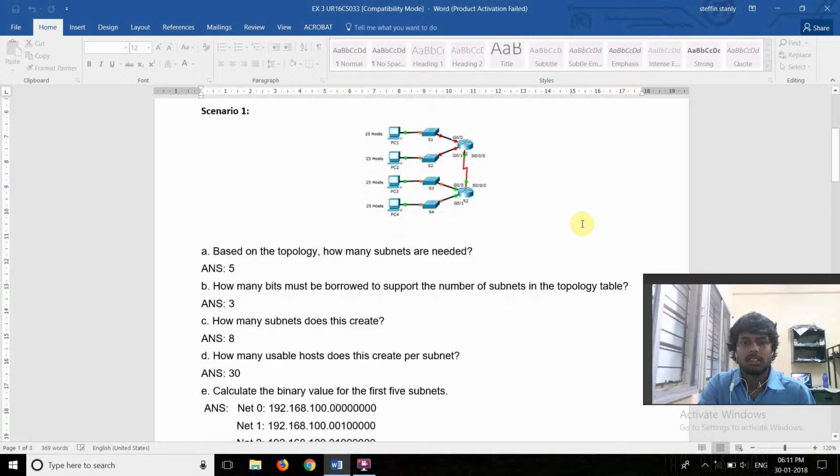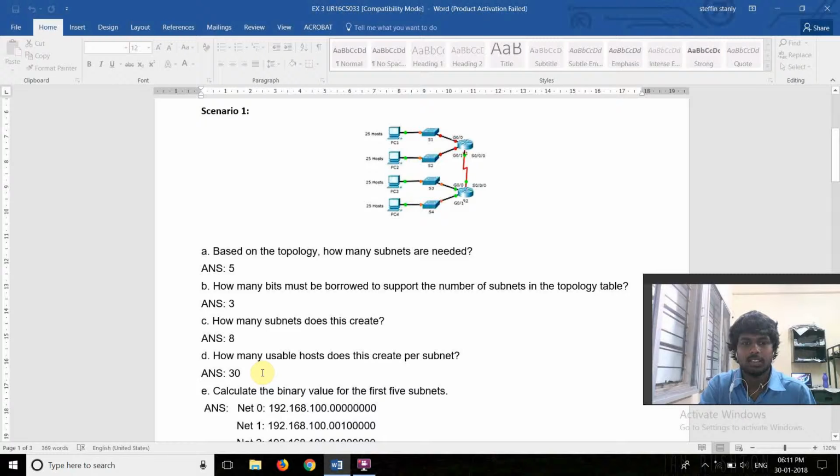And with regards to the bits which must be borrowed, when we borrow 2 bits, the number of subnets that can be made is 4, which is insufficient for the number of subnets needed. So we are borrowing 3 bits. As a whole, we can get 8 subnets, out of which we'll use 5, and the remaining 3 are not used. So when you borrow 3 bits, 2 power 3 is 8, so it creates 8 subnets.